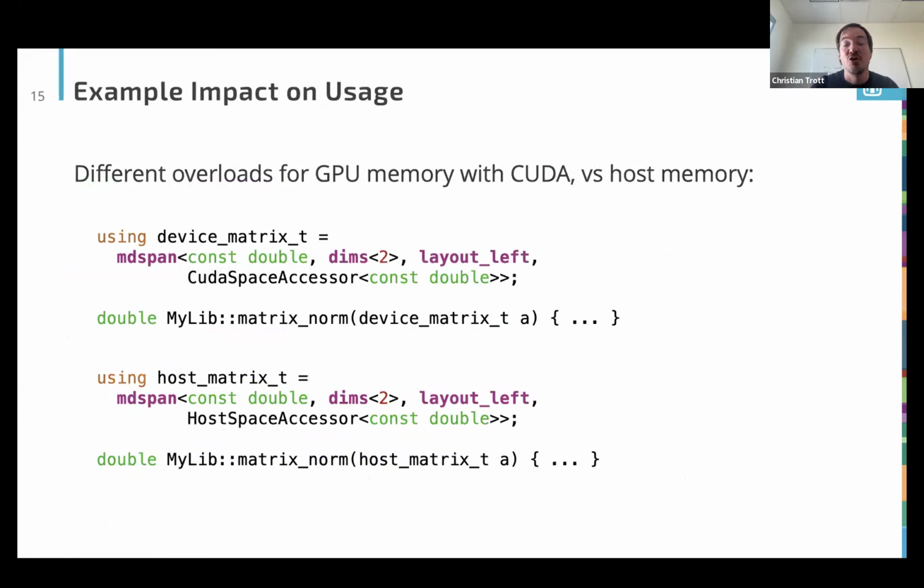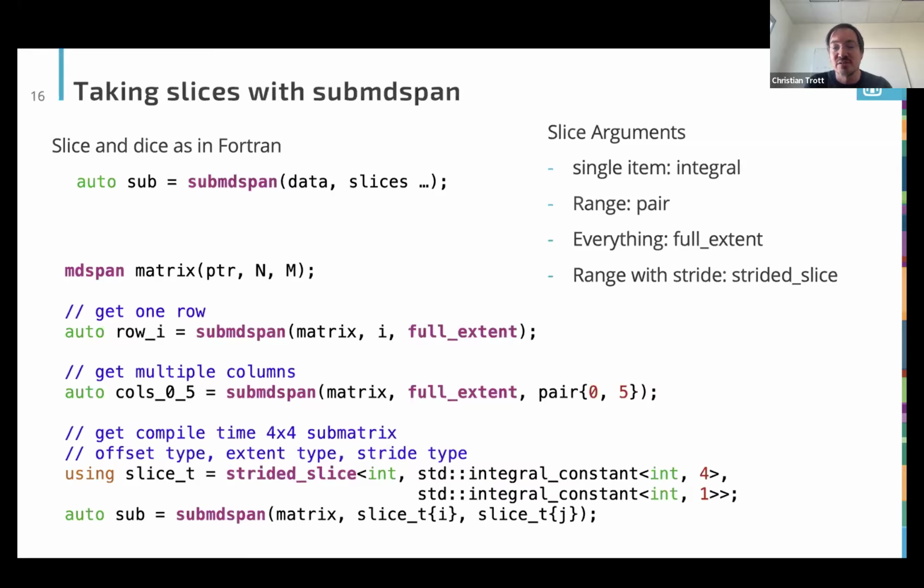There's an integral, which just gets you a single thing. You can pass in essentially a pair, which gives you a range, so a half open range. You can pass in the full extent, which is not a keyword but a thing in the standard library, which indicates that you want all the elements in that dimension, kind of like the colon in Fortran. And there is something called a strided slice, which essentially allows you to say something like, I want every other element.